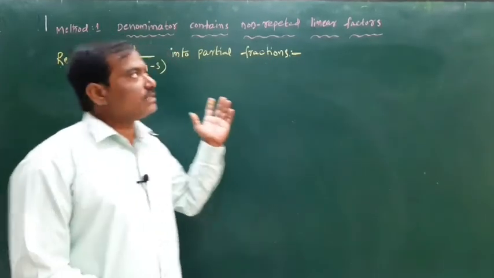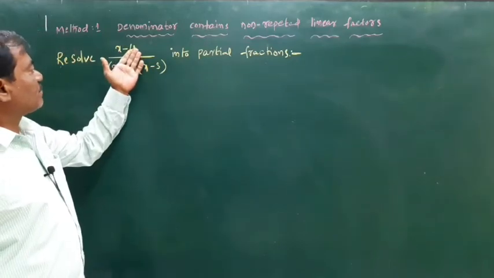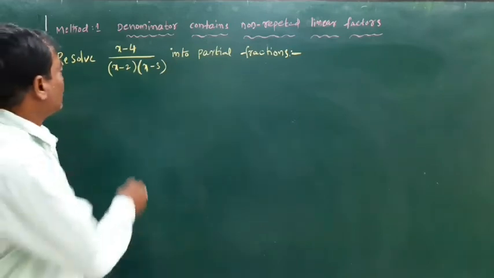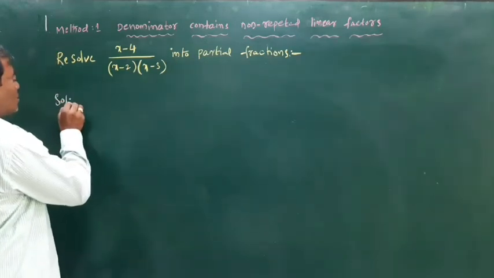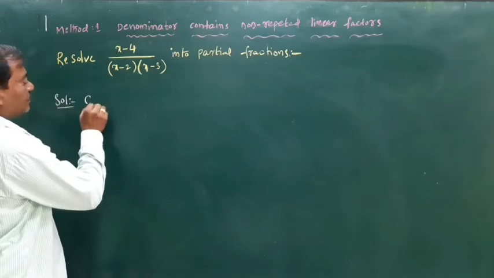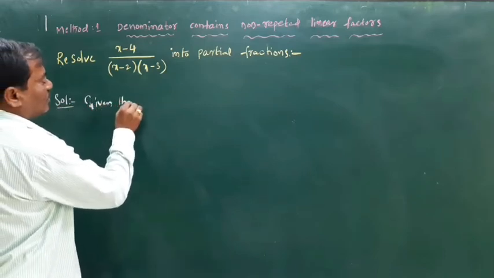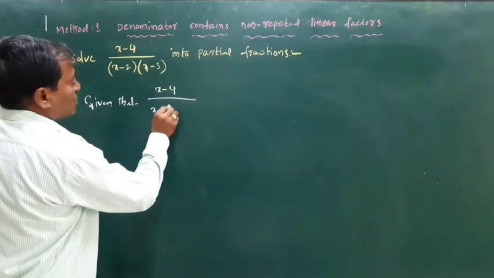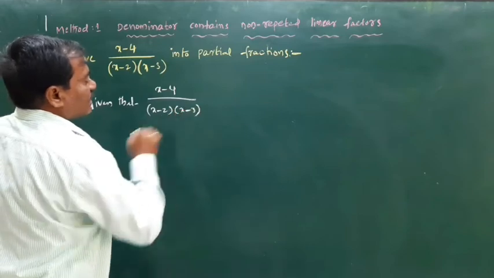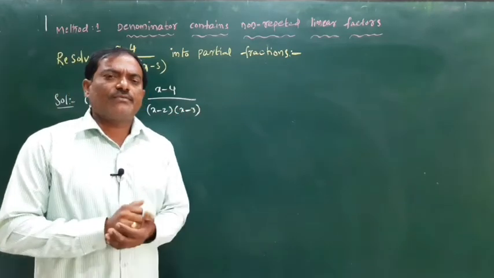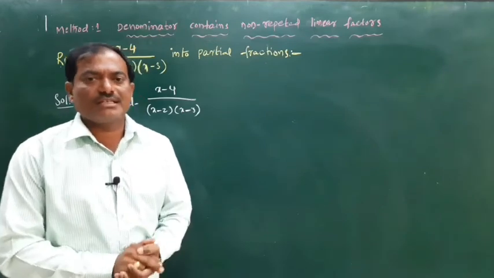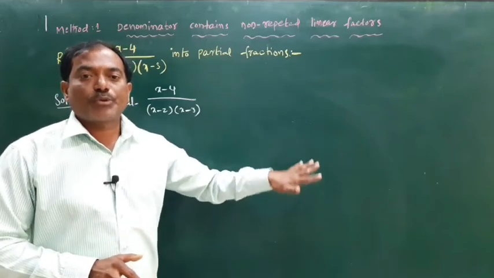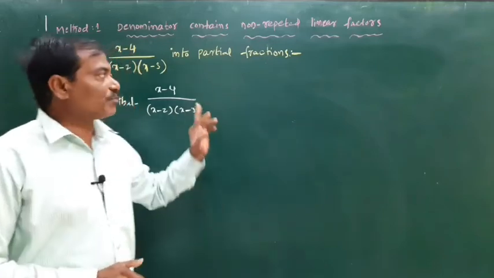Students, now we discuss this example: resolve x minus 4 by x minus 2, x minus 3 into partial fractions. Now we resolve this into partial fractions. Given x minus 4 by x minus 2, x minus 3. If any such rational fraction is given, first we have to check whether it is proper or improper. In this method we discuss proper fractions only. First check whether it is proper or improper.